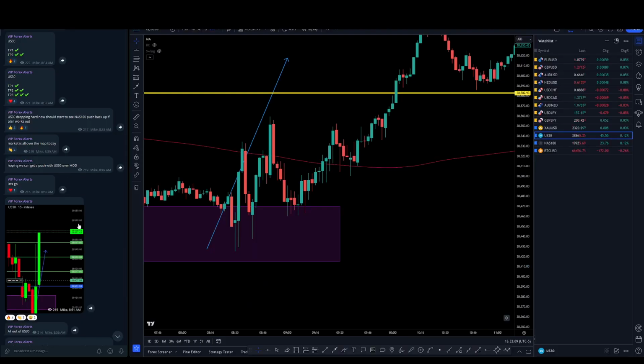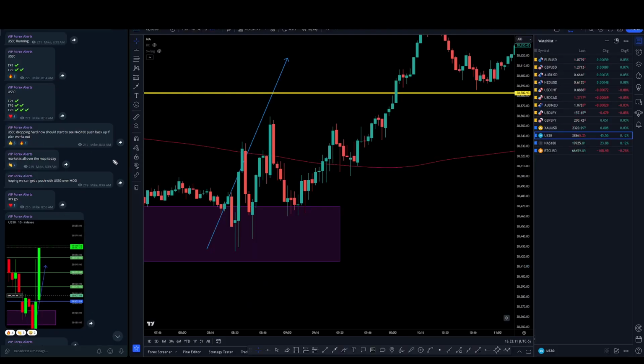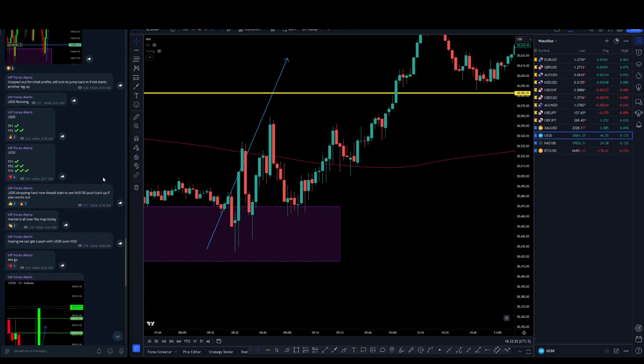And this is me saying it right here in the Telegram group. I told everybody that US 30 dropping hard should start to see NAS 100 push back up, but market is all over the map, hoping we get another push with US 30 over high of day. And then boom, let's go. We were in that trade. Told everyone in the private Telegram group about taking it.